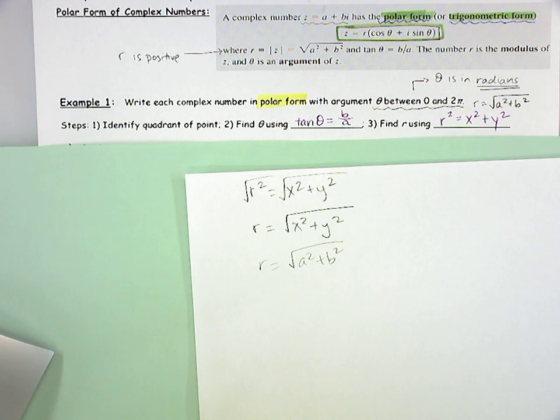So step 1, identify the quadrant of the point. We've definitely heard me say that in here, right? That should be your first step. You guys remember that from problem 9? Okay, so the first step is going to be to identify the quadrant. Your second step is to find theta using tangent of theta equals b over a. And then your last step is going to be to find r using r squared equals x squared plus y squared, or r equals the square root of a squared plus b squared. Either way you want to think of that is fine. So go ahead and do step 1 and 2 for part A. If you can do step 3, go ahead and do it. I see some of you guys already did that.